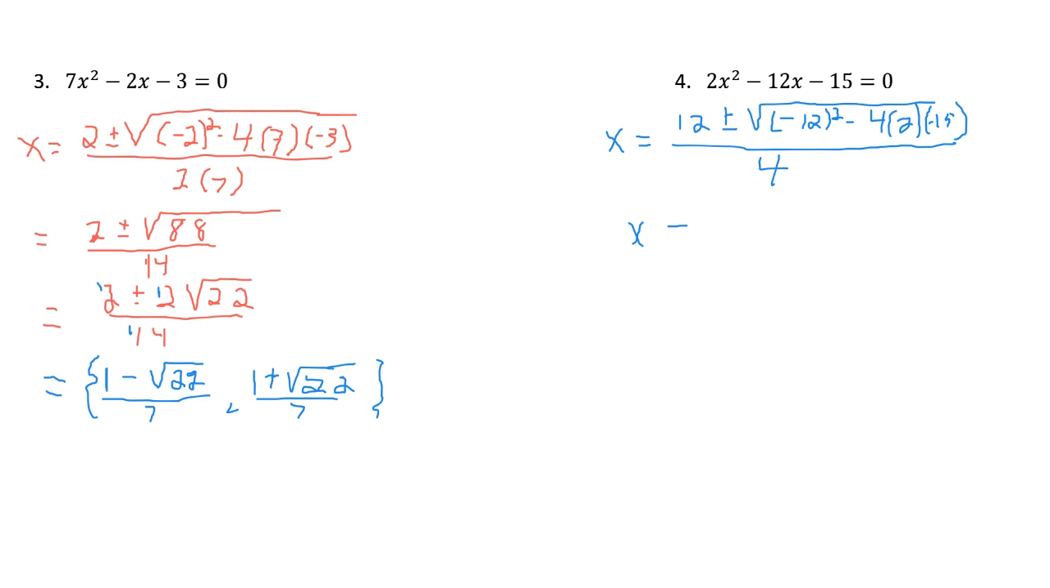X is going to equal 12 plus or minus. And let's see what we get here. Negative 12 squared minus 4 times 2 times negative 15 equals 264. And the square root of 264 is 2 root 66.